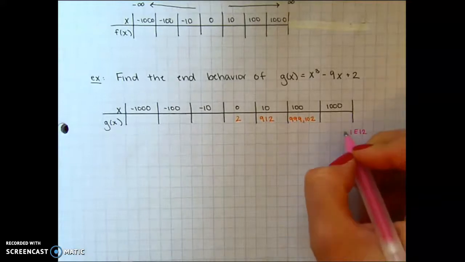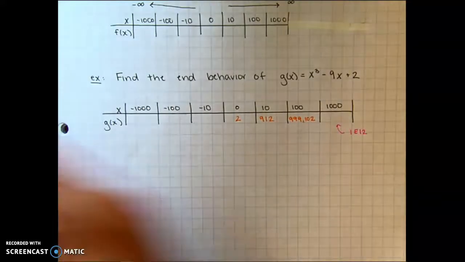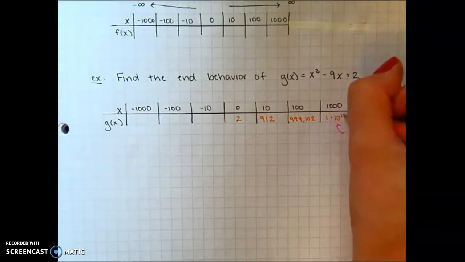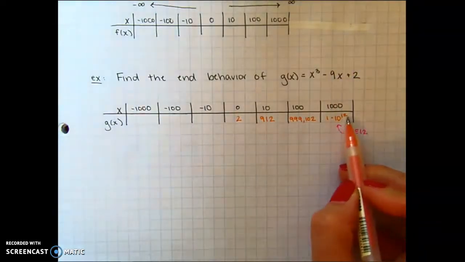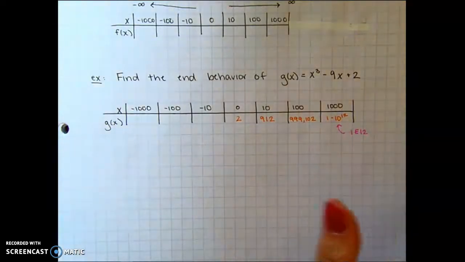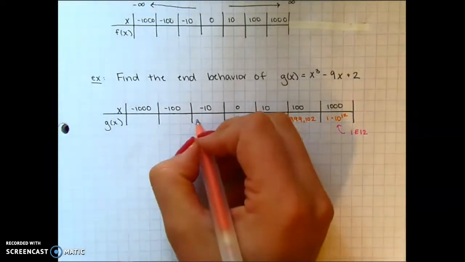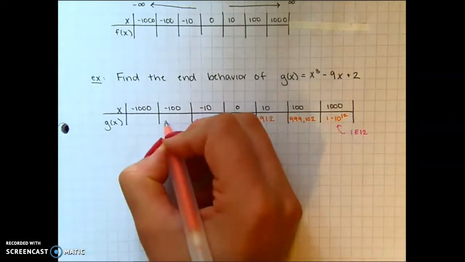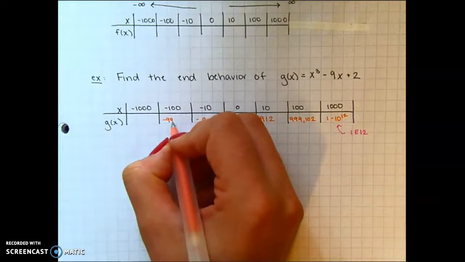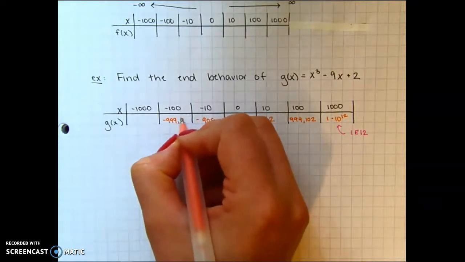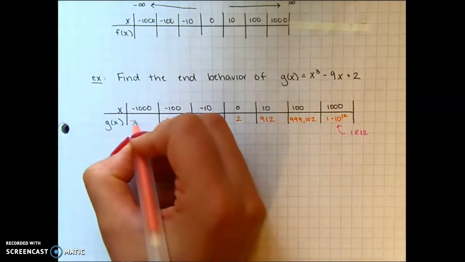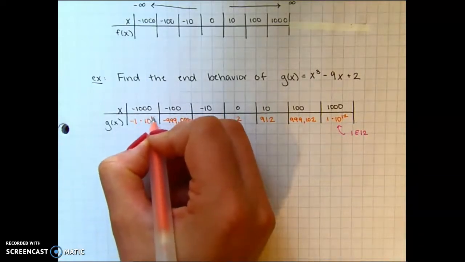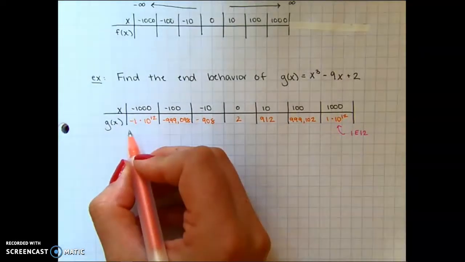What this means is 1 times 10 to the 12th power. Right, so that means we're going to have 10 zeros to the right. So it's a really, really big number. So negative 908, negative 999,098, and then I got scientific notation here again because it's such a big number. Well, in this case, small.